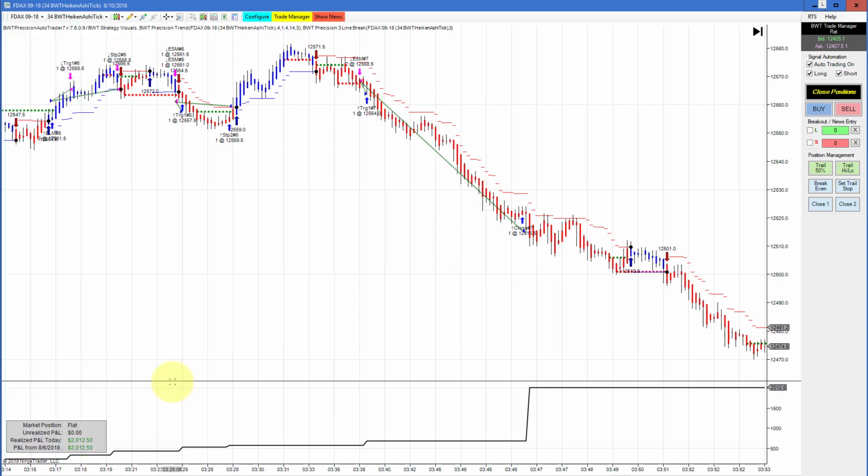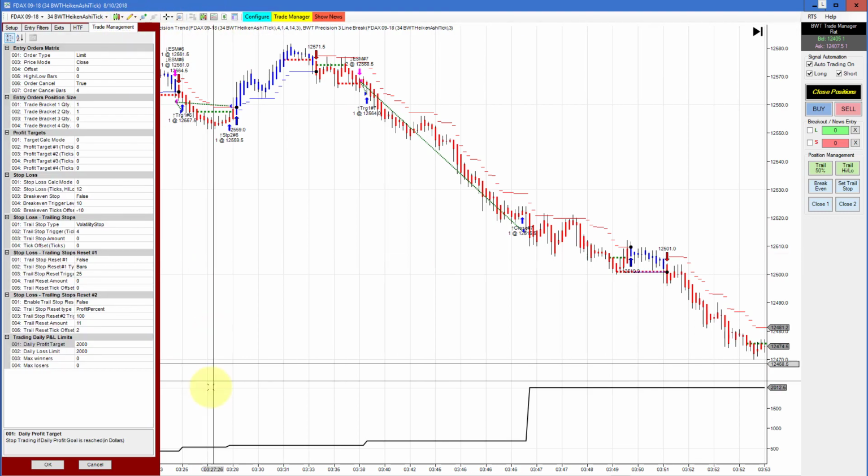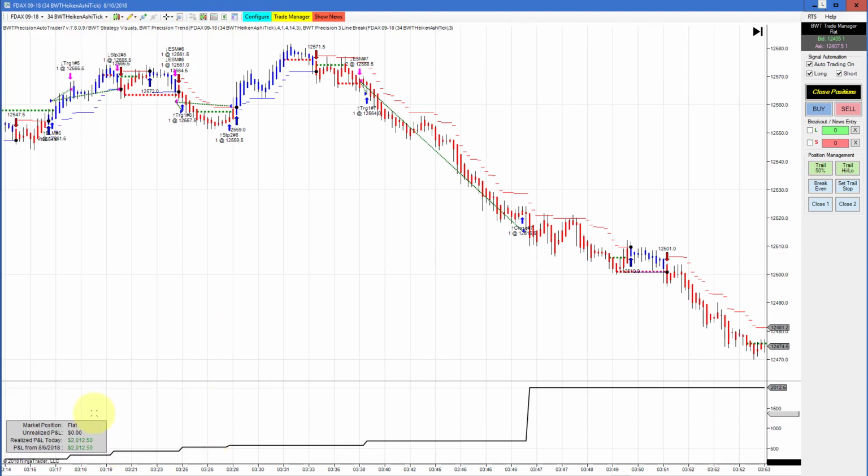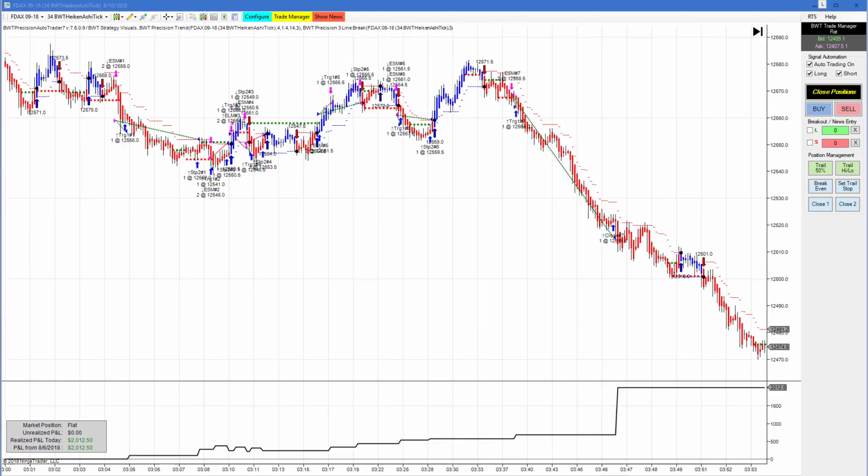Anyway, this 34 tick Heikin-Ashi on the DAX hit its goal at 2,000 and had 1 tick positive slippage. And you can see the equity curve here. We really didn't draw down. We went slowly to the upside here, and then we had this big winner here, and that put us over the top.